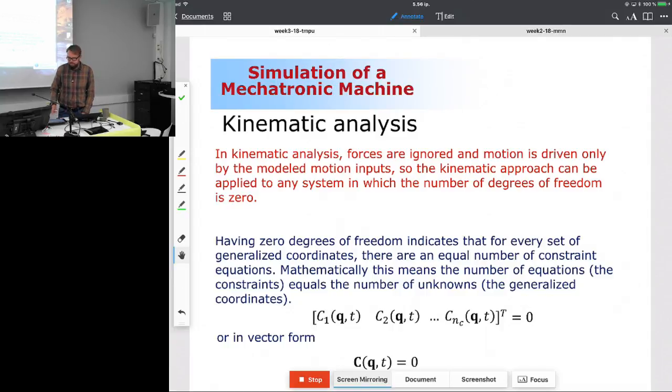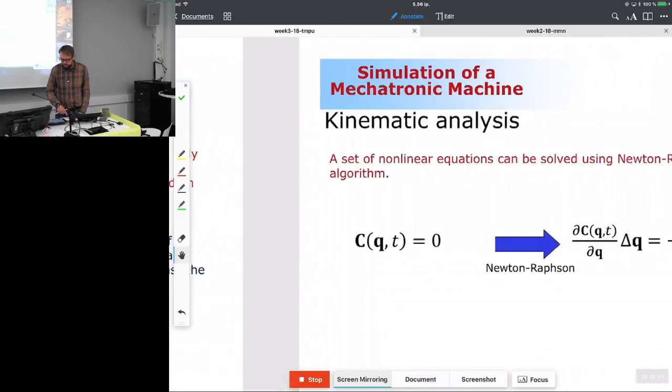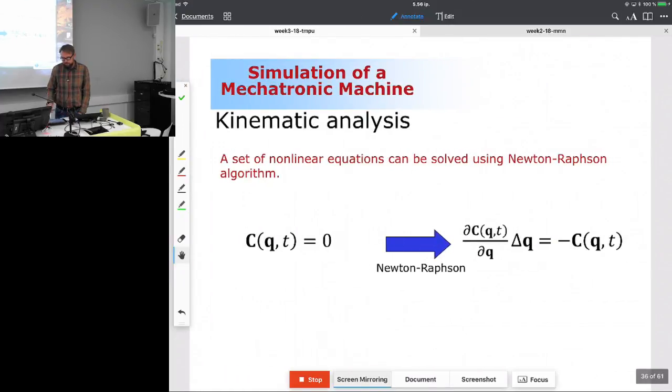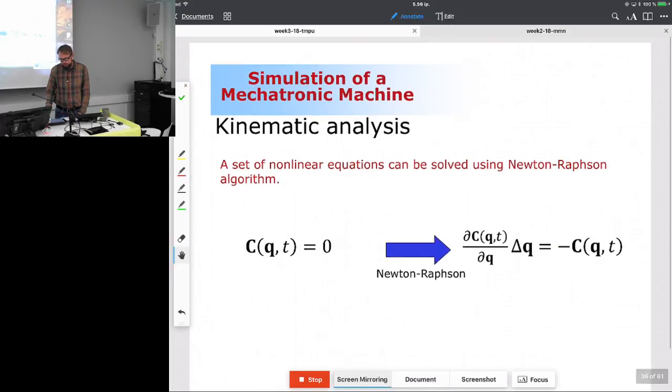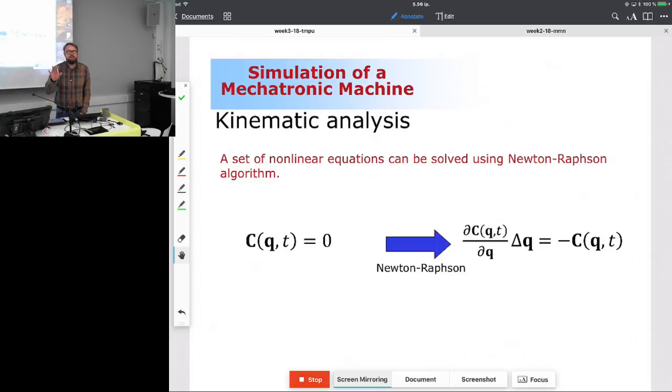Next week we will get back to this, and I will teach you something called the Newton-Raphson method. In the Newton-Raphson method, there is something extremely critical to learn, and that's the Jacobian matrix. That's what we need to learn to find out the direction, how we can update the generalized coordinates to find the solution at the position level. Okay. That's all for today.